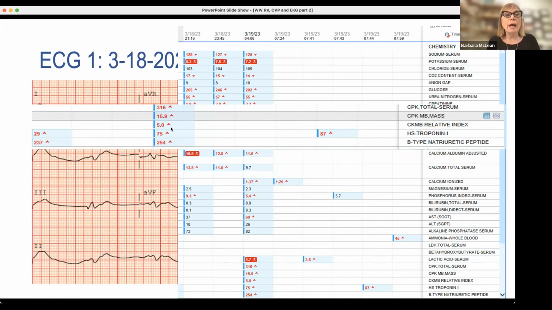Okay. All right. So again, we look at that HS troponin. Now here's the first one, 29. That's the point of care. Then it's 75. Then it's 87. That's enough for me to want to take her to the cath lab. I want her to go to the cath lab.